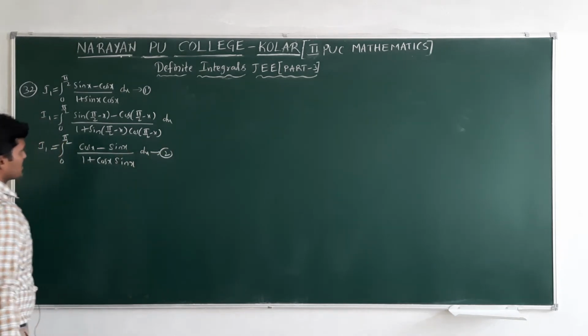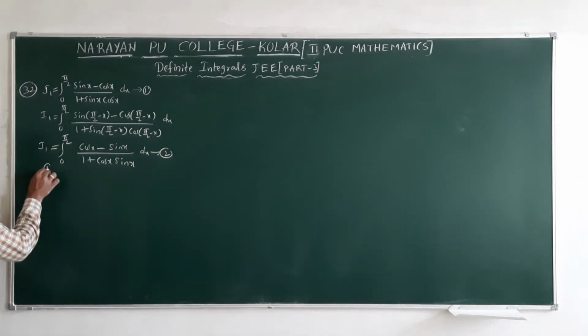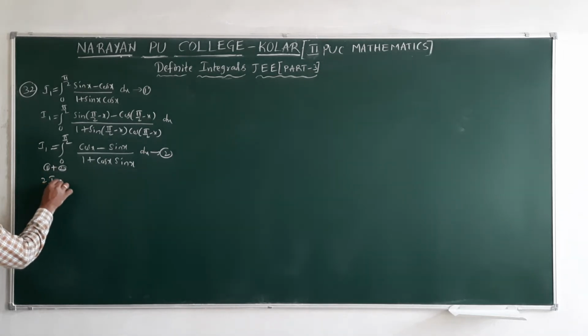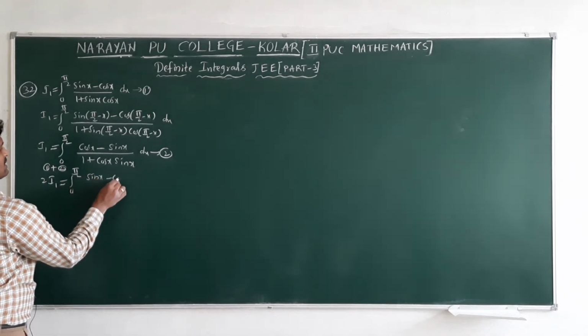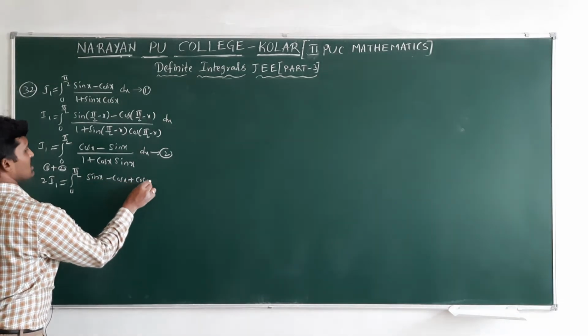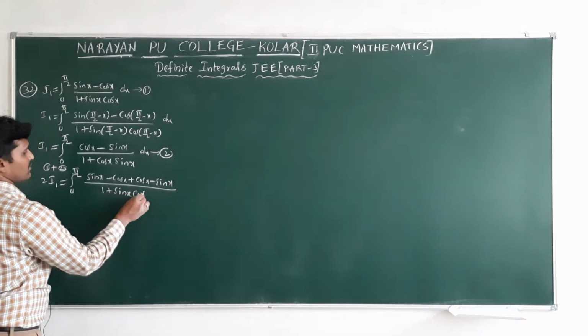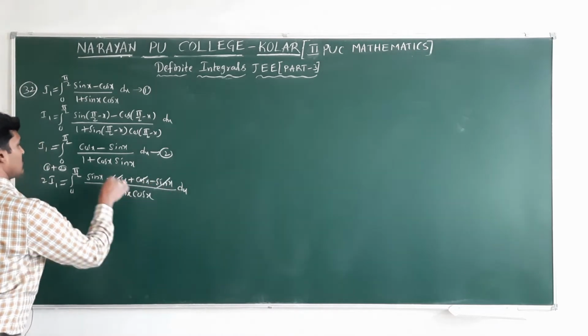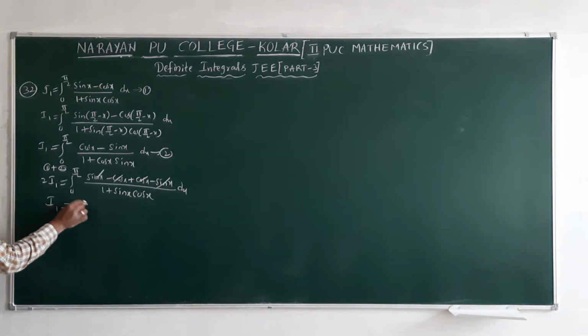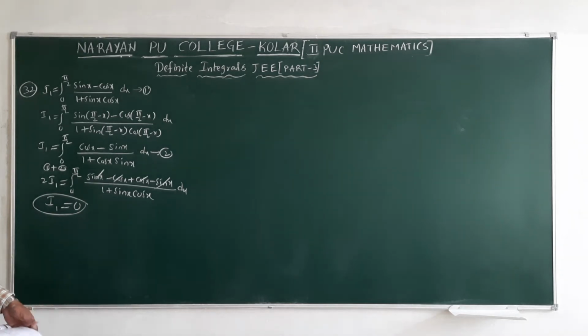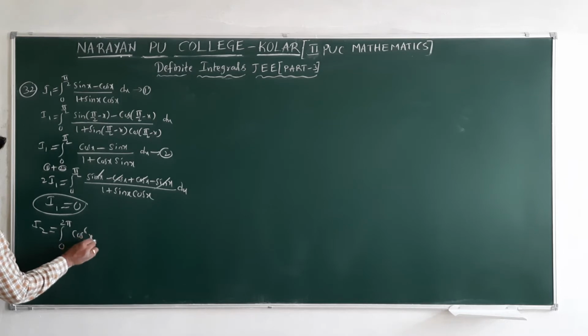Now I will add 1 and 2 because the denominators are the same and the integral limits are the same. By adding 1 and 2, 2I1 equal to integral 0 to pi by 2, numerators sin minus cos, cos minus sin, by denominator 1 plus sin into cos. This value is clearly 0. 0 by anything is 0, so the integral value is also 0. And coming to I2, integral 0 to 2 pi cos power 6x dx.